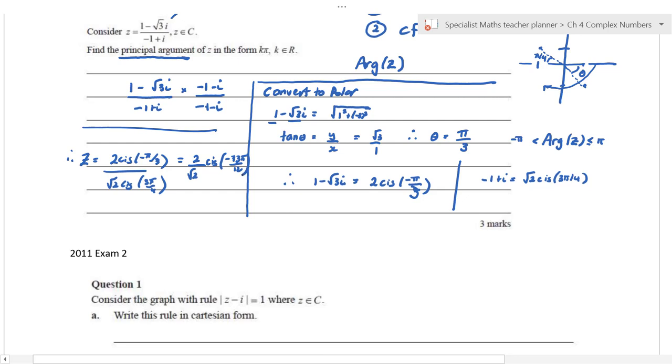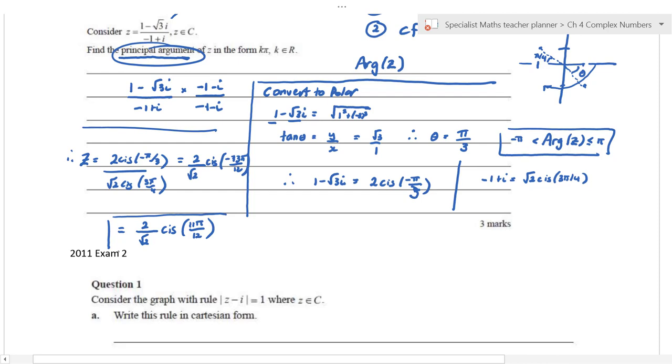Now the question is, is that the principal argument? Is that in this range over here? No, it's not. So the answer, we'll put a little box around it, is equal to 2 over root 2, and there's no need to simplify that. Cis, we're going to add 2 pi to that, so we're going to add 24 pi on 12. So therefore your answer is going to be 2 on root 2 cis of 11 pi over 12, and that is your answer. Now, if I was doing it without explaining it, it would probably take around about 3 minutes.